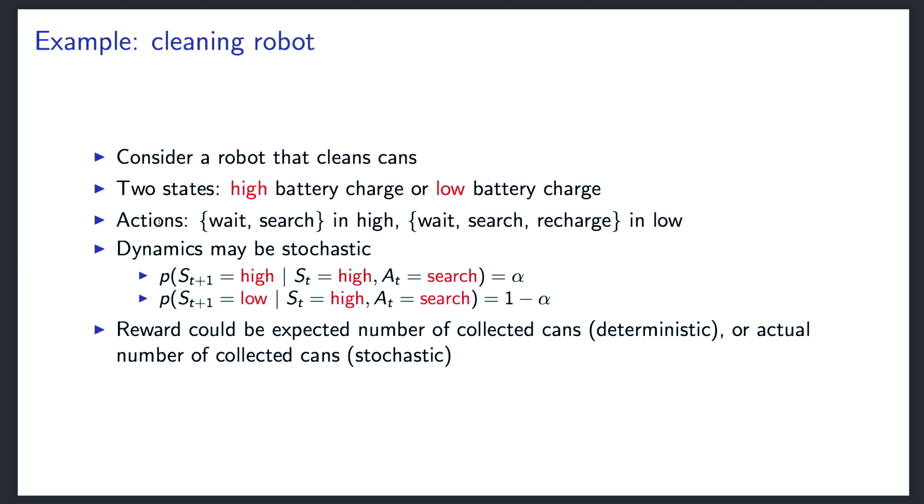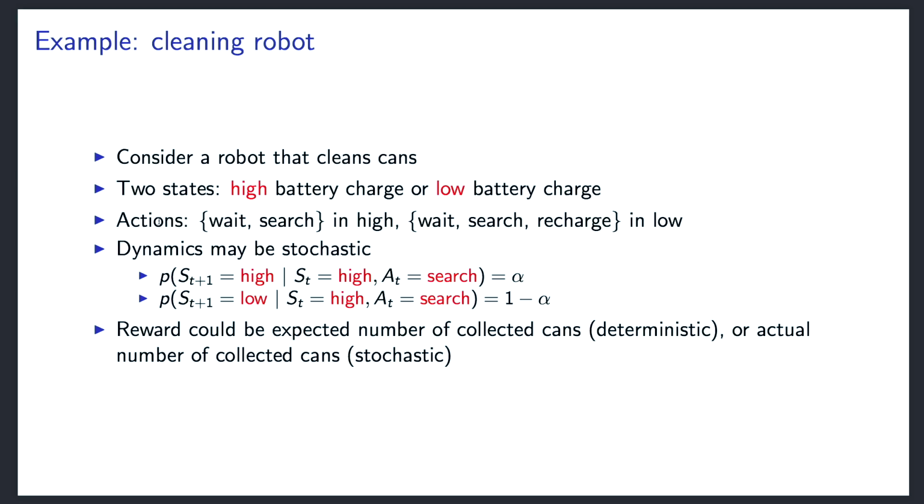In the high battery states, there are two actions. You can either wait or you can search for cans. And in the low battery states, there's an additional action to recharge, which basically means that the robot will go to the charger and recharge, and it will go back to the high battery charge state.